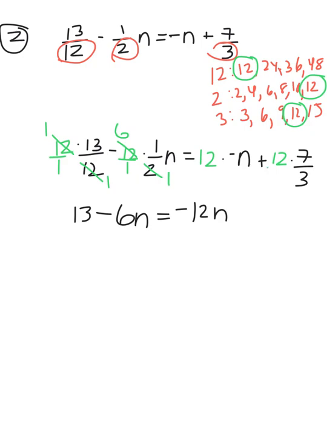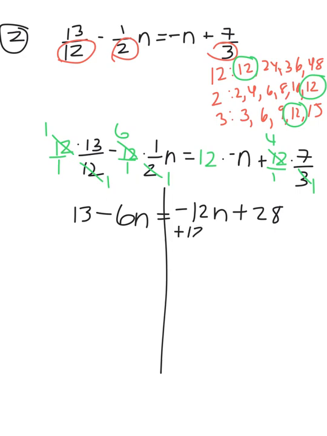And then if we do 12 over 1 times 7/3, 12 and 3 have a common factor of 3. 12 divided by 3 is 4. 3 divided by 3 is 1. So this turns into 4 times 7, which is 28. From there, it's just a regular equation that we're going to solve for n.